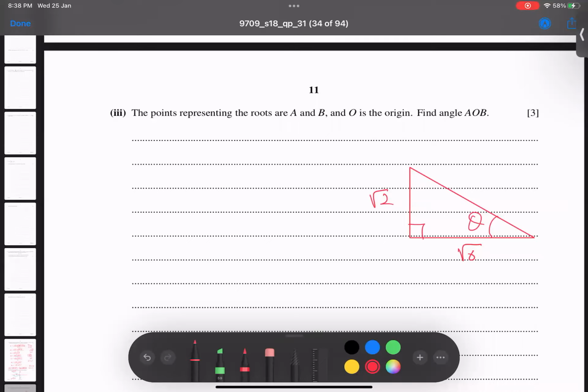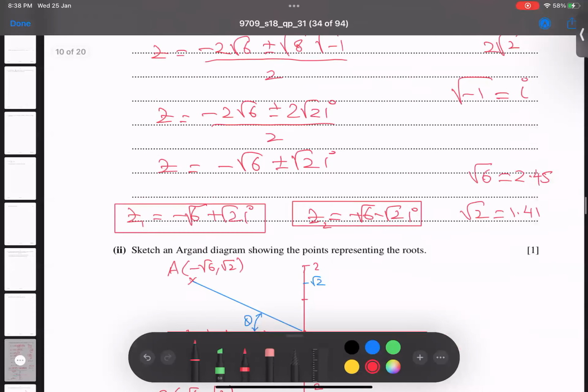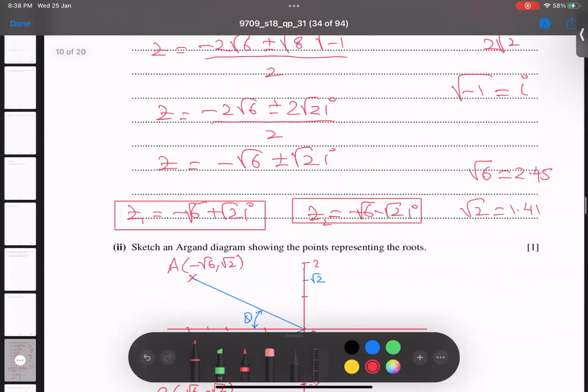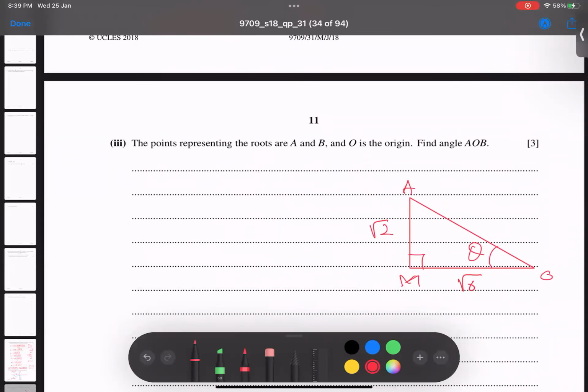So how to find it? This is A, this is O, and this I take as the midpoint. So opposite by adjacent. Did he mention anything here about degrees or radians? Not mentioned anywhere. You can take degree or radian, no issue at all. So I'm taking opposite by adjacent, so it is tan theta equals root 2 by root 6. And theta equals tan inverse, or I find it directly, of root 2 divided by root 6. So the answer turns out to be 30 degrees.